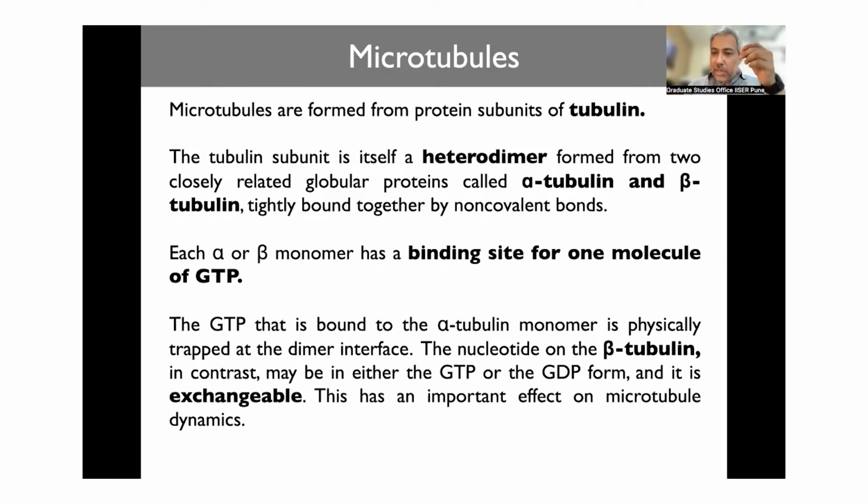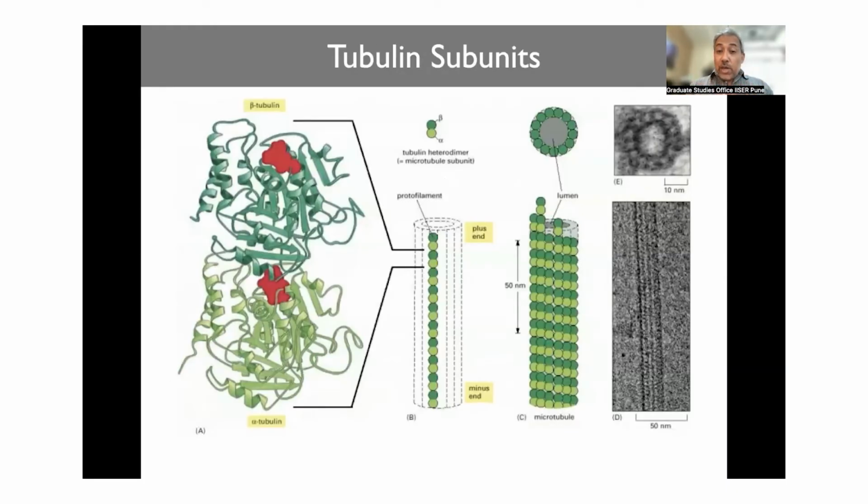And they cycle from a GTP to a GDP bound form, which allows for their coming together and disassembly. So the coming together of these cytoskeleton elements and of these subunits is an energy dependent process. And that's what you need to remember.